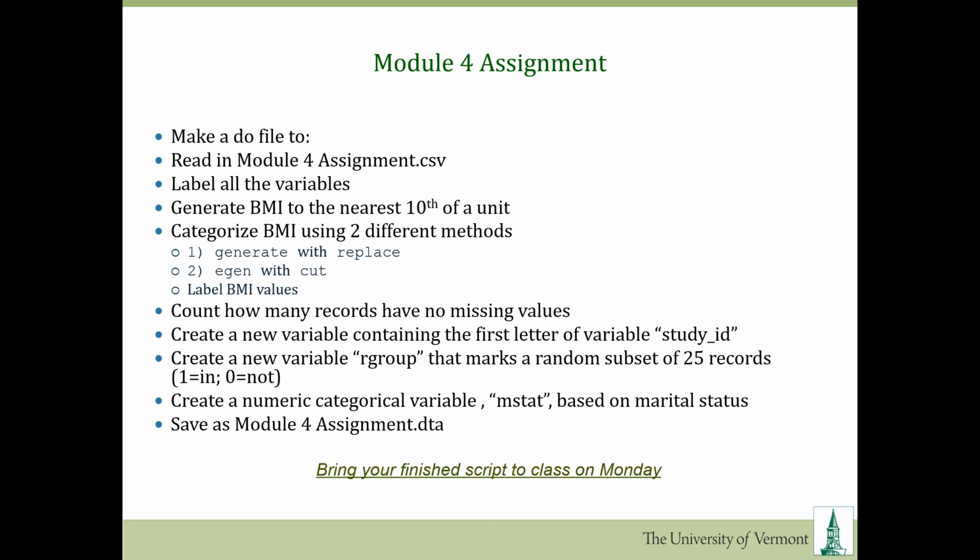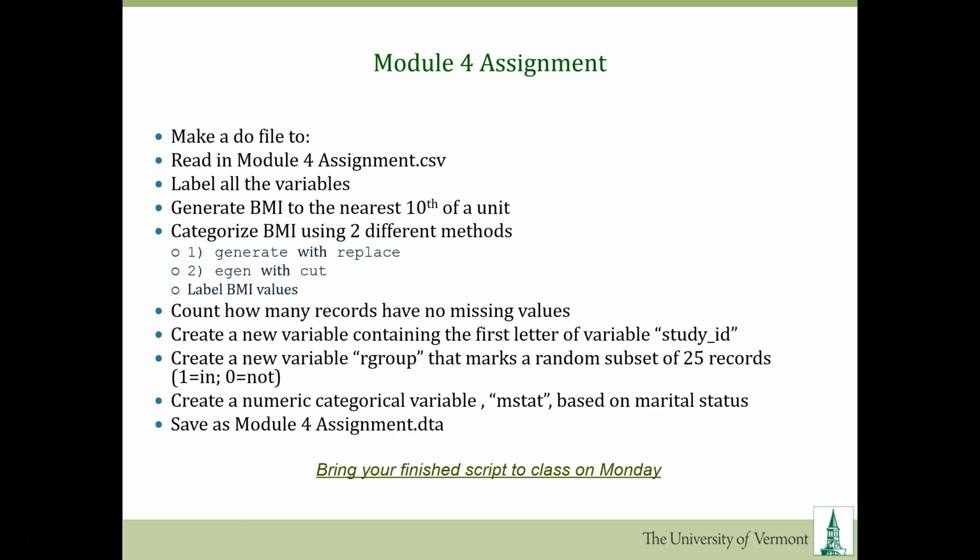Let's talk about your assignment. As usual, make a do file, a script, read in module 4 assignment.csv, and label all the variables. Generate BMI, body mass index, to the nearest tenth of a unit, and categorize it 2 different ways. Generate and replace, and then egen and cut. And then label those BMI values.